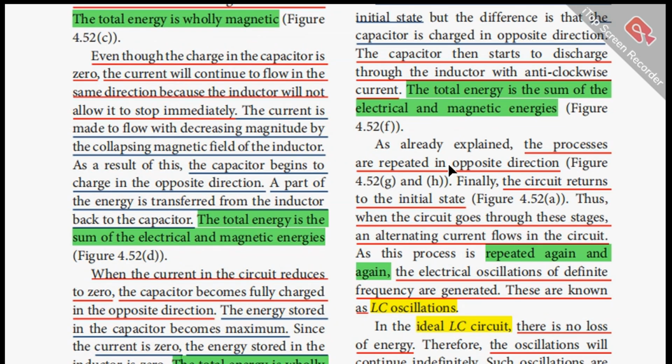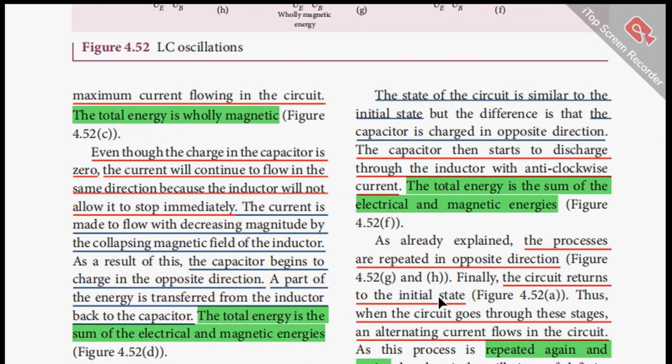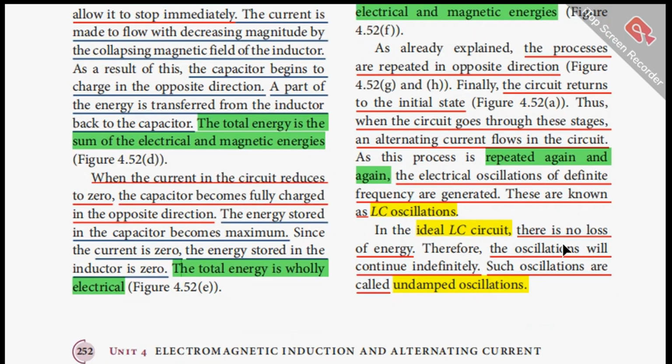Then the process is repeated in opposite directions, that is given by 4.52 G and H. Finally, the circuit returns to the initial state, so that's given by A. Then, when the circuit goes through these stages, an alternating current flows in the circuit, and this process will be repeated again and again, thereby producing electrical oscillations of definite frequency, and these are known as LC oscillations.